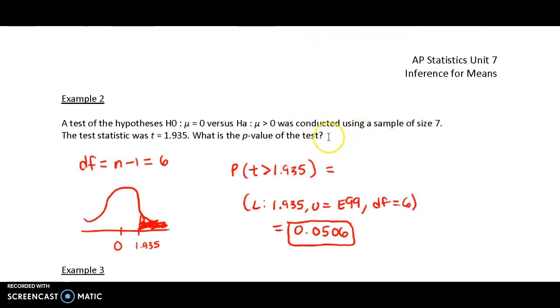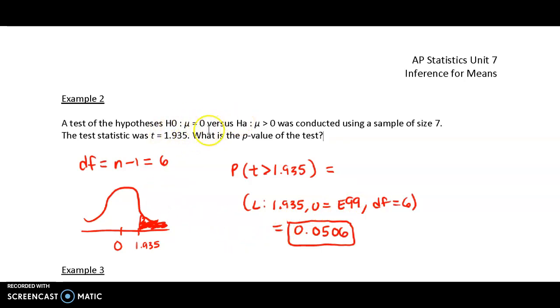Well, let's take a look, and this is also another popular AP exam question. Look, what if I give you the null and the alternative hypothesis, and I give you a sample size, and I give you a test statistic? Can you figure out how to find the p-value? And I would have asked you to pause, but I wanted to ruin your fun.